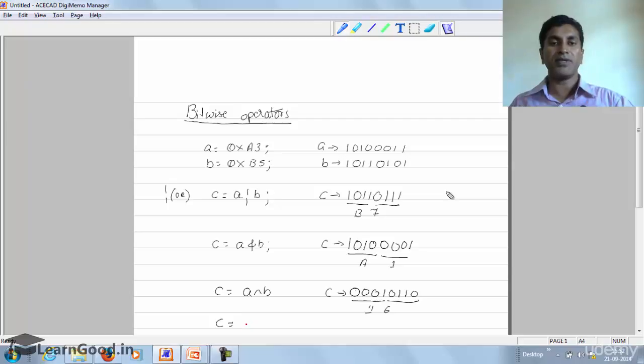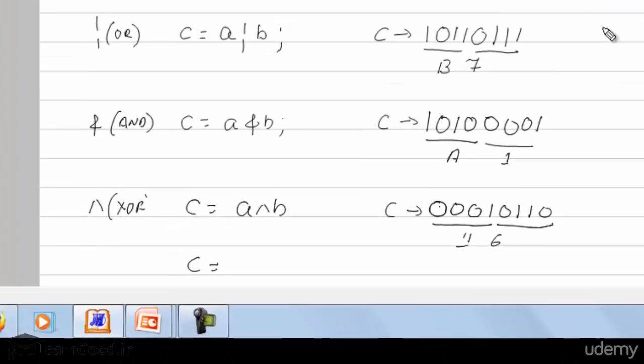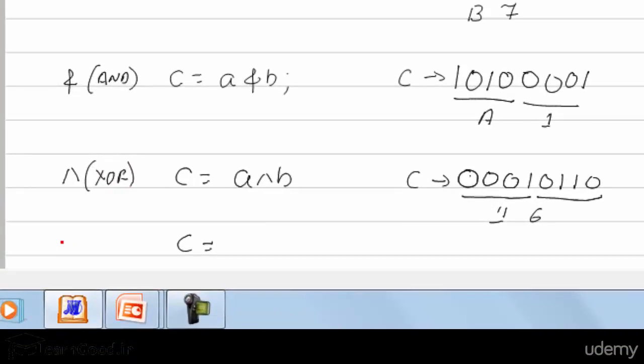Now there's the ones complement operator. This one is an OR and this one is an XOR, whereas next we'll see the tilde symbol. This tilde symbol is nothing but the ones complement. Let's see what happens when you apply a ones complement.